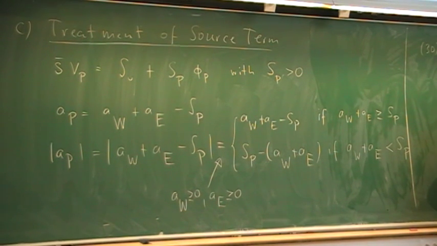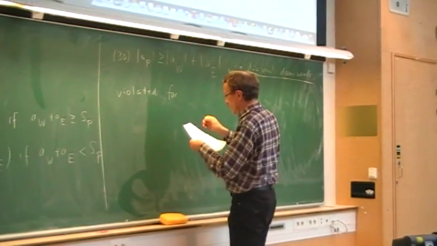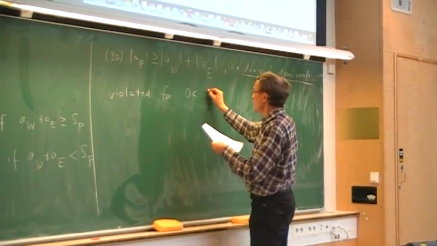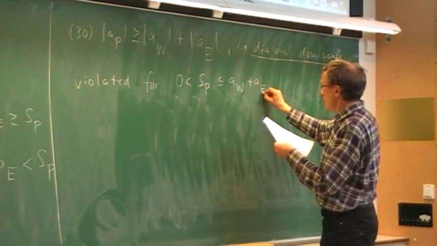So for diagonal dominance, in this case, we need that the absolute value of AP has to be smaller or equal than the modulus of AW plus the modulus of AE. That is the diagonal dominance. And that is violated. So it's lost. And then you can check that yourself when we have these conditions: SP smaller or equal AW plus AE.